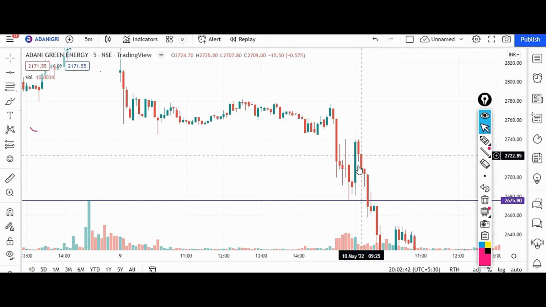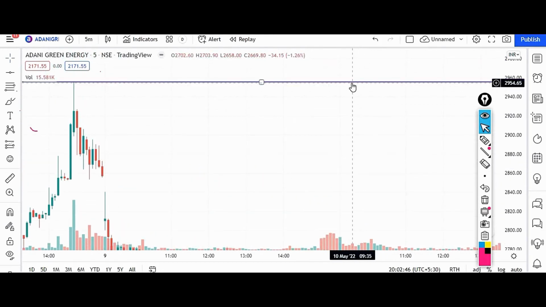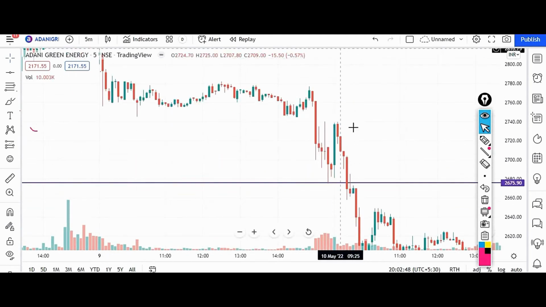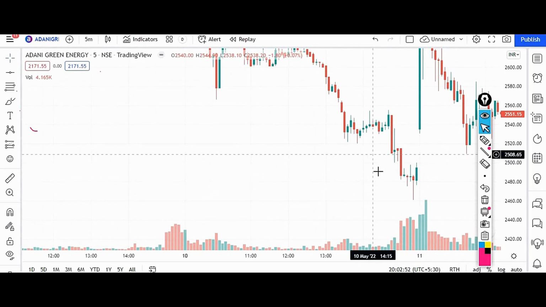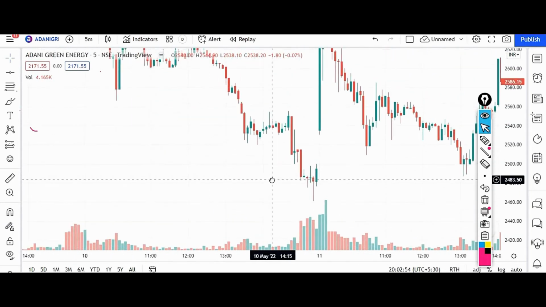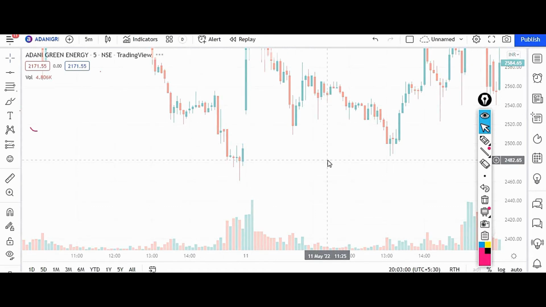For the next day, this is the low. This is the high. This is broken all the day. See, such a good move. Okay, let's move to the next chart. Next stock.